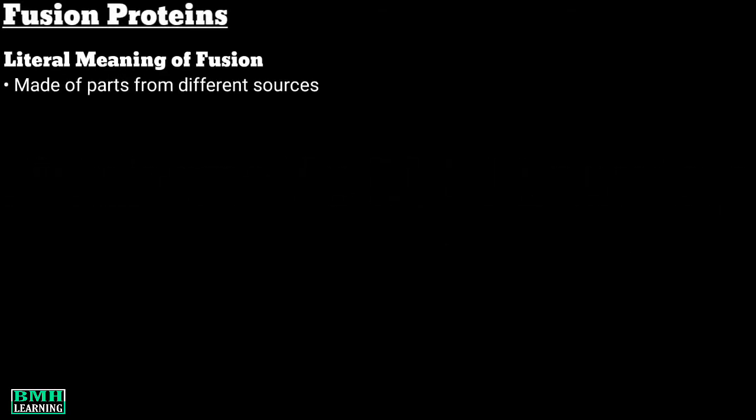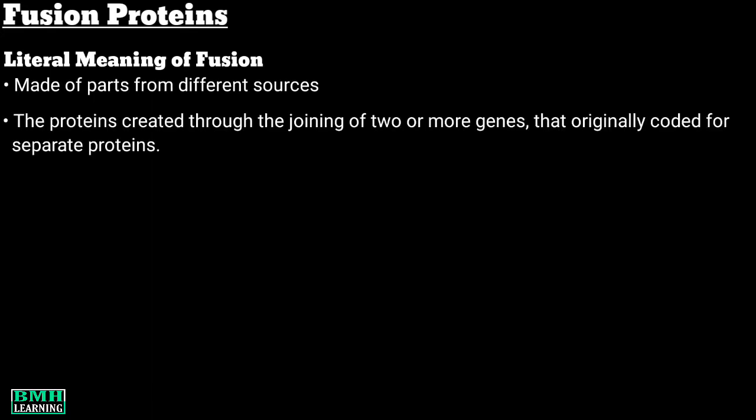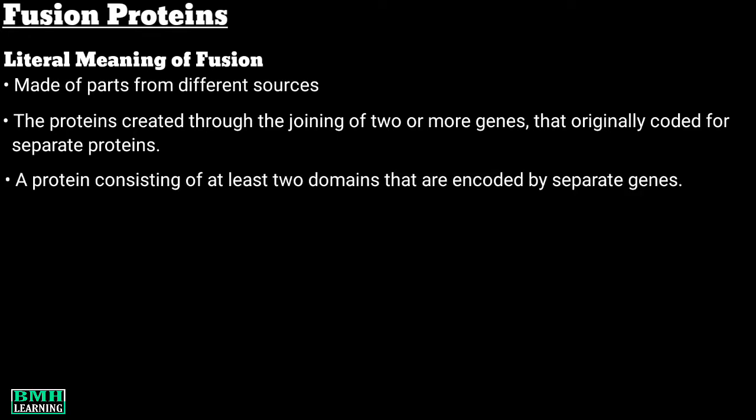In this video, I'm going to talk about fusion proteins. The literal meaning of fusion is made of parts from different sources. So, these are the proteins created through the joining of two or more genes that originally coded for separate proteins. We can say it's a protein consisting of at least two domains that are encoded by separate genes.